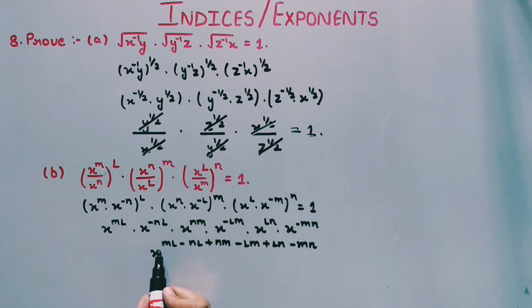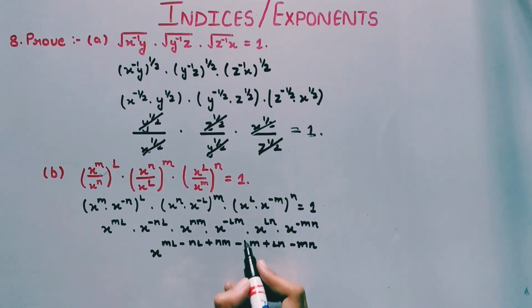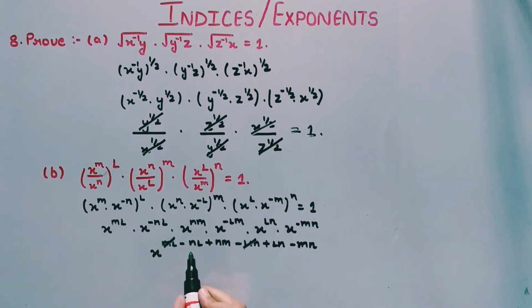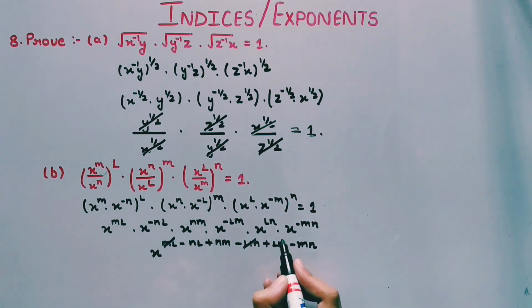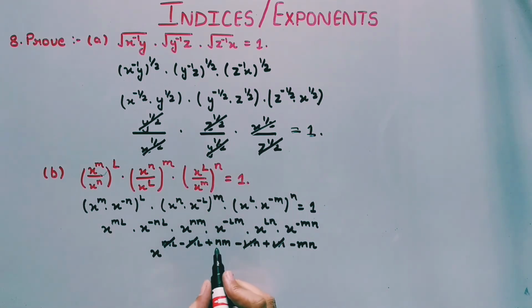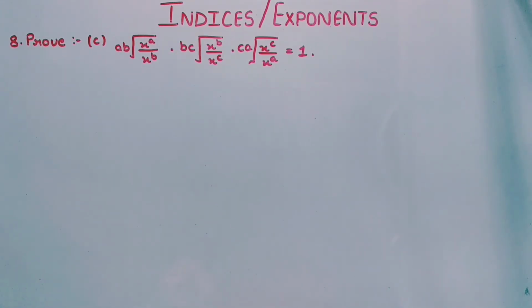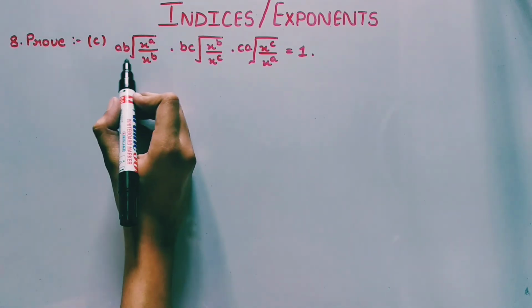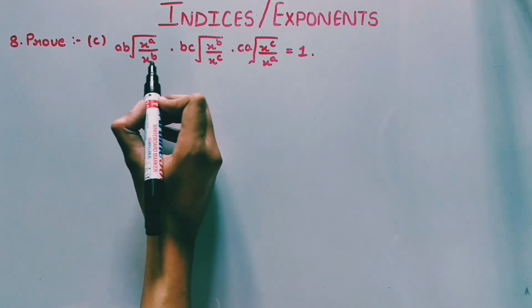Now if we see, positive ml and negative ml cancel, minus nl plus nl cancel, plus nm minus mn cancel. Hence we have x raised to power 0, that is x raised to power 0 is equal to 1.